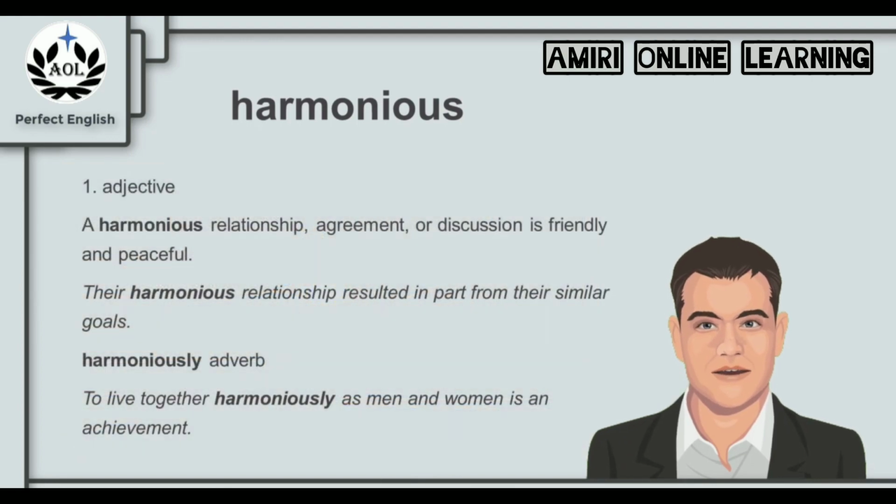A harmonious relationship, agreement, or discussion is friendly and peaceful. For example, their harmonious relationship resulted in part from their similar goals, and we can use harmoniously as an adverb. For example, to live together harmoniously as men and women is an achievement.